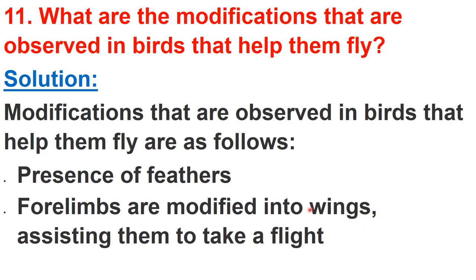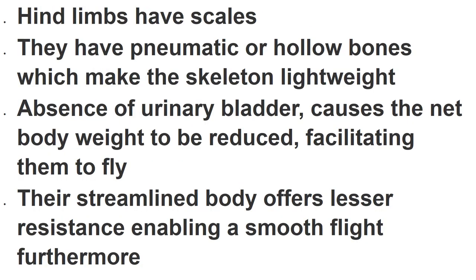So these wings are modified forelimbs of the birds. Next is, hind limbs have scales. After that, they have pneumatic or hollow bones which make the skeleton lightweight, right? Because lightweight is required for flying. The pneumatic or hollow bone means an air cavity is present inside the long bones of the birds, which makes their body weight light, and that is an adaptation for the flight.